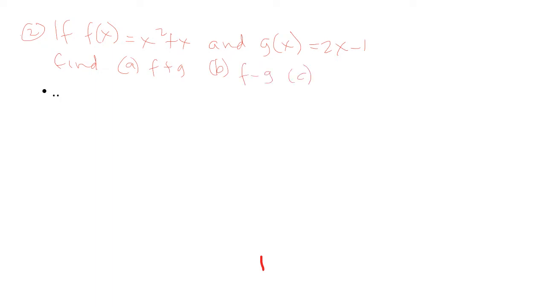So example 2. If f of x equals x squared plus x and g of x equals 2x minus 1, find a) f plus g, b) f minus g, c) f times g, and d) f all over g. So your solution would be this one.